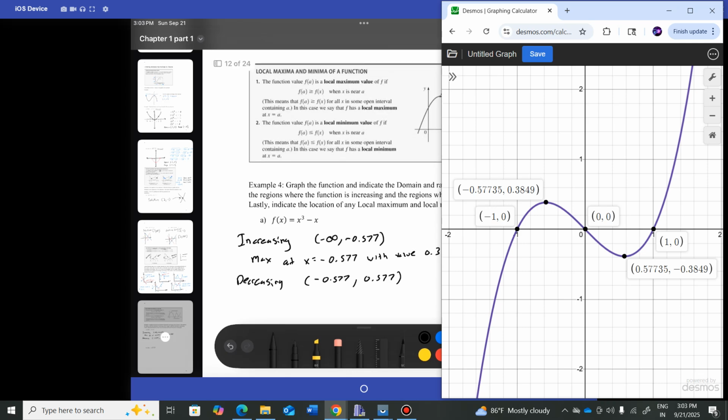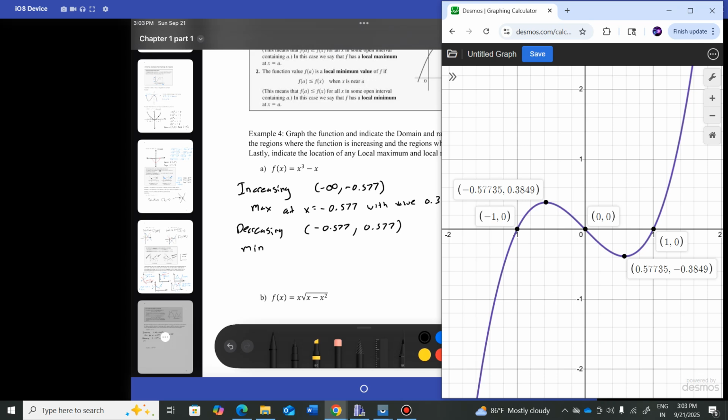Then we have a minimum at x equals 0.577 with value negative 0.385, and then it's increasing again from 0.577 to infinity. And then notice the x-intercepts: negative 1, 0; 0, 0, which is also the y-intercept; and 1, 0.